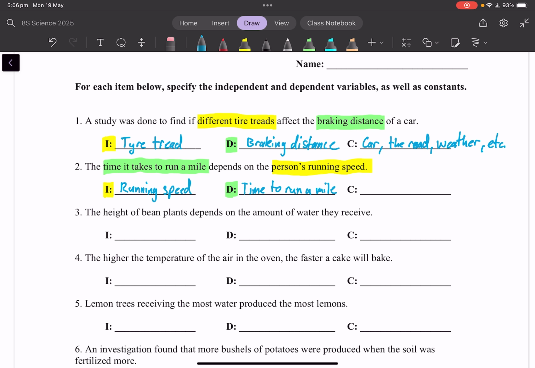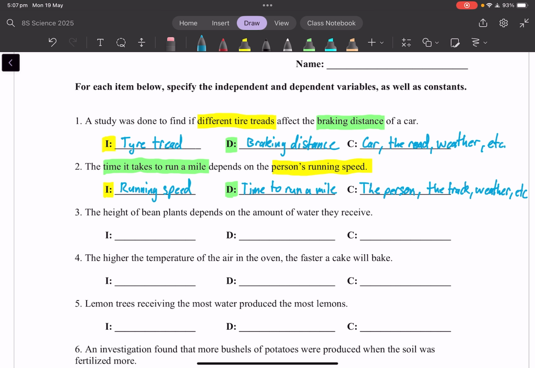So then, what do we want to keep the same in this experiment? Well, in this experiment, we probably want to keep the person the same, because if I use different people, that could possibly change my results. I probably want to keep the track that they're running on the same. And the last one that I'm going to list here, again, probably the weather, because if it gets super slippery, that could affect my results.